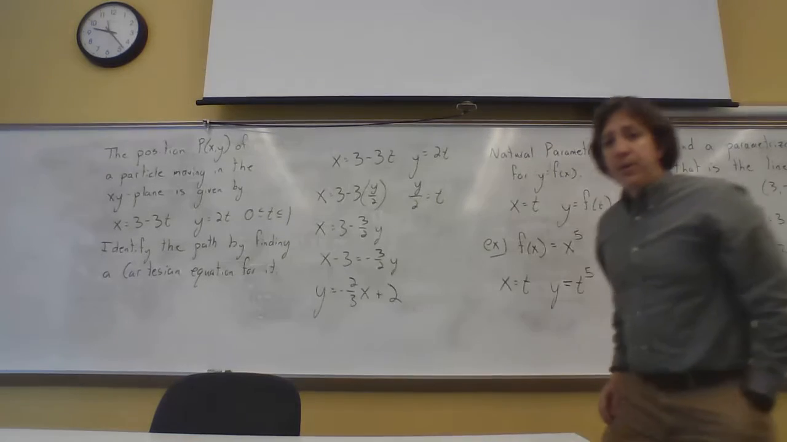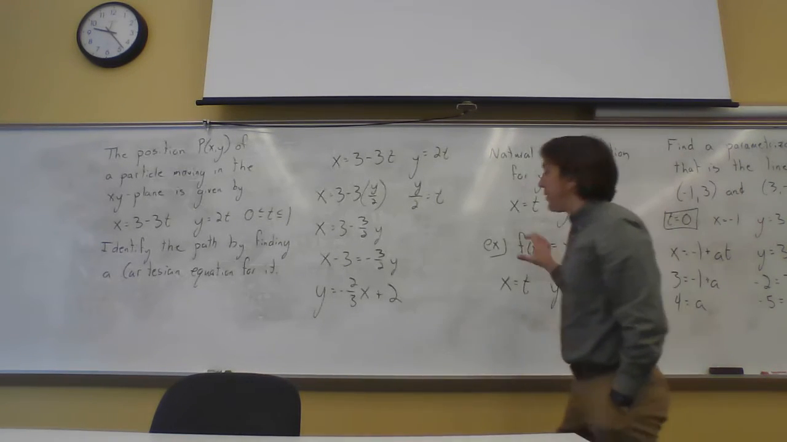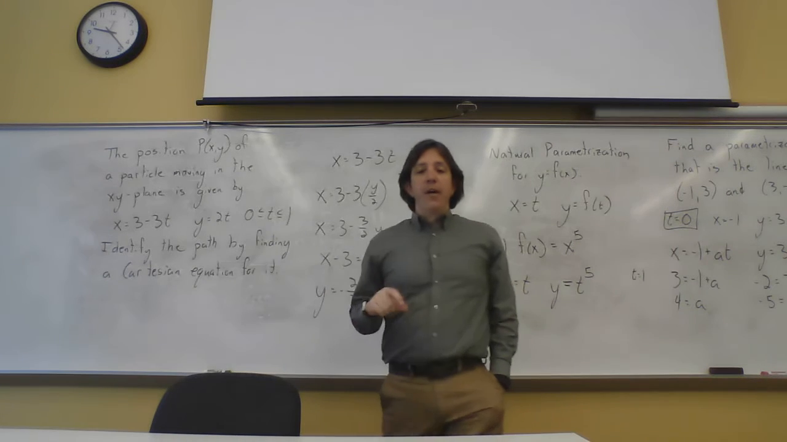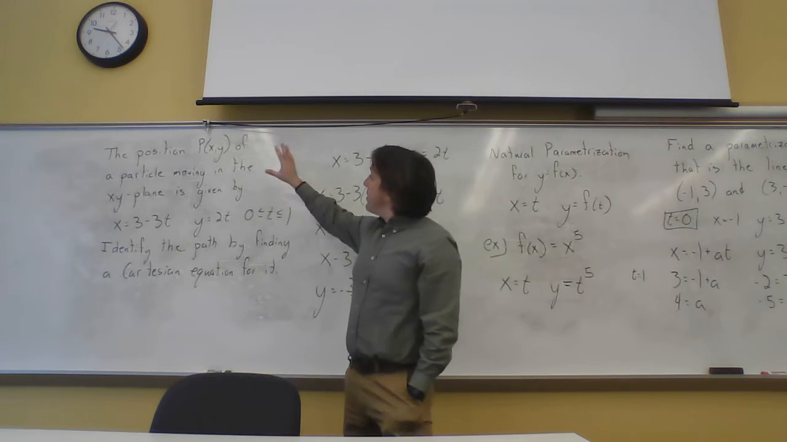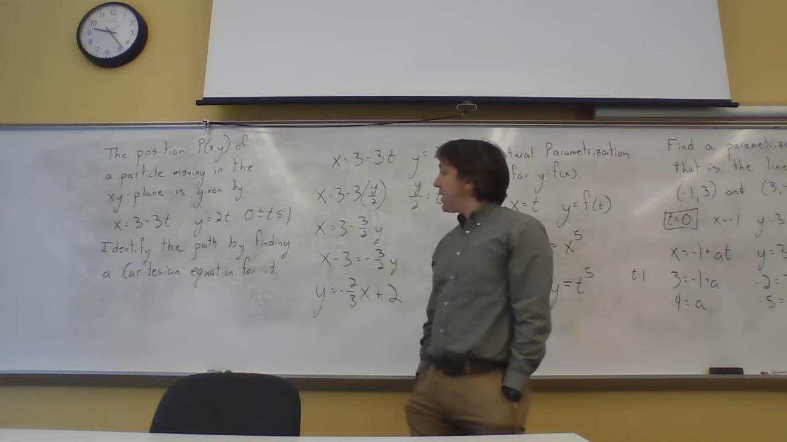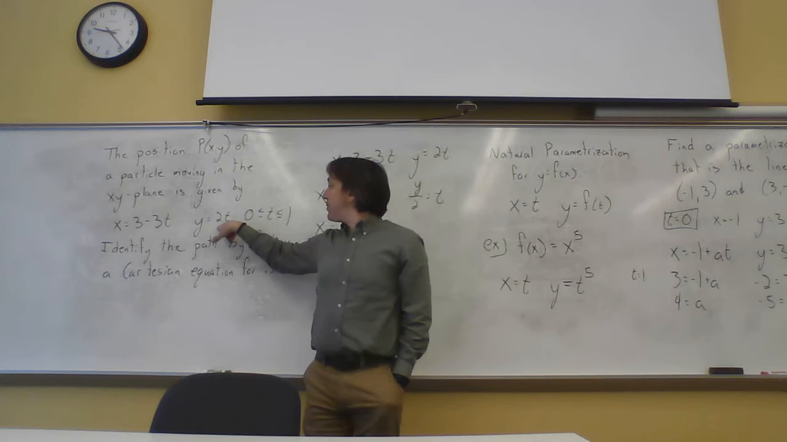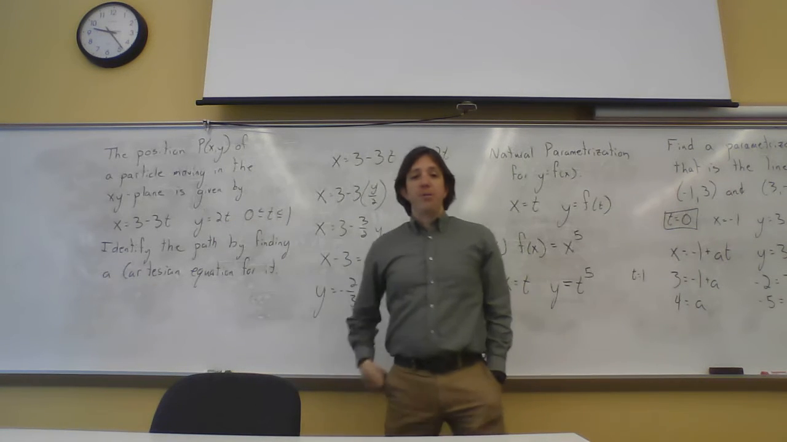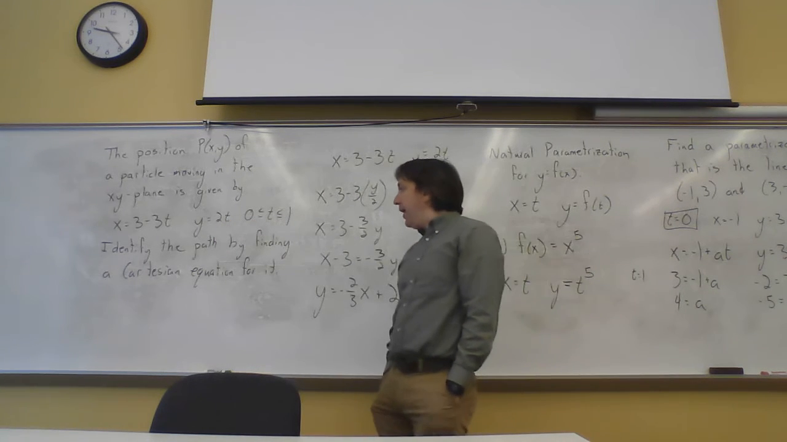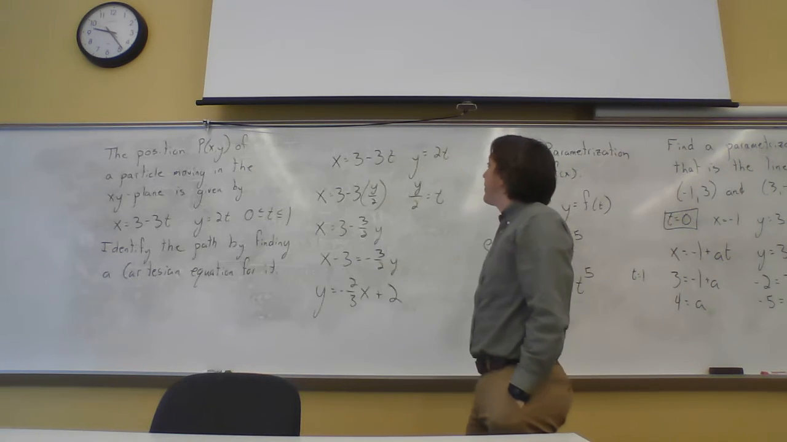All right, so we're going to continue on. I have a couple of examples I want to do here with a little bit of notes in the middle. Let's look at this problem. The position P(x, y) of a particle moving in the xy plane is given by x equals 3 minus 3t and y equals 2t, where t is between 0 and 1. Identify the path by finding a Cartesian equation for it.